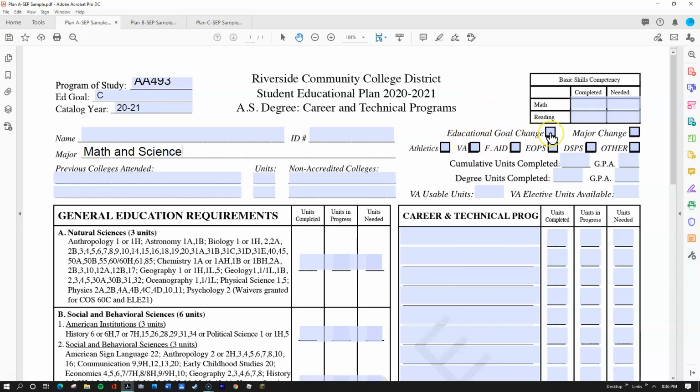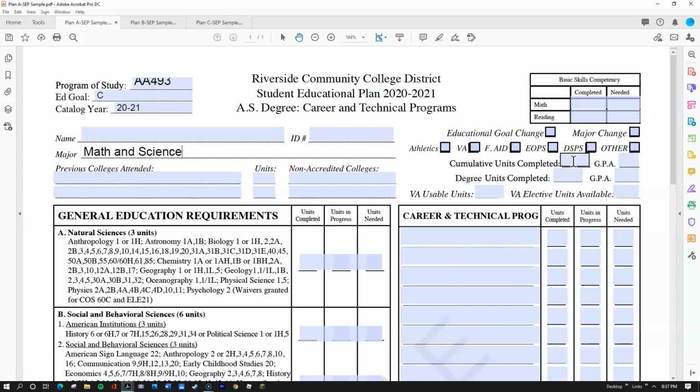If you are making a new educational plan, we could be changing your goal or your major, and we would mark those boxes as such. This section here, if you're in a special program, it also lets us know what program you're in. If you're in athletics, if you are a veteran or eligible for VA benefits, if this plan is being made specifically for financial aid, if you are in the EOPS program, disabled students programs and services, or other. Other would be if you're in the dual enrollment, CCAP program, and any other type of program.